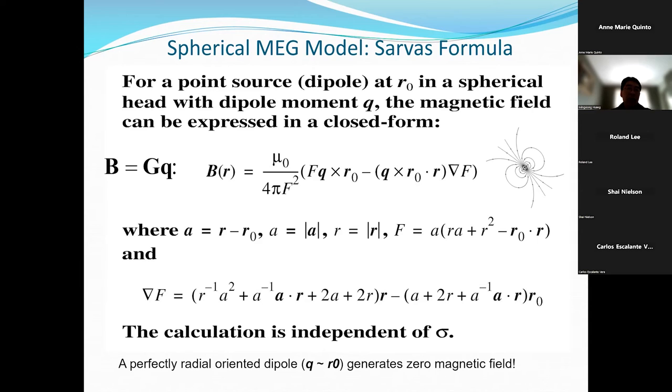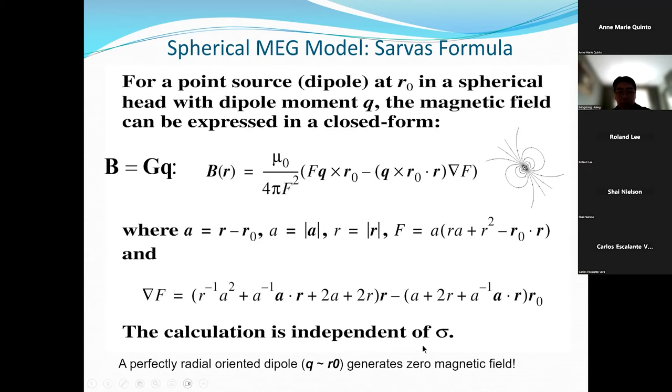MEG fields in the tangential orientation, theta and phi, are very sensitive to the measurements, but MEG measurement is insensitive to any radially oriented current flow. So that's the second conclusion from this Savart's formula. MEG has a preferred sensitivity to tangentially oriented neuronal current.